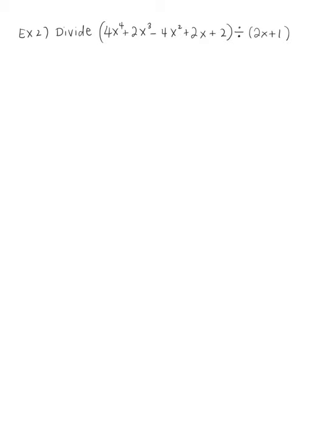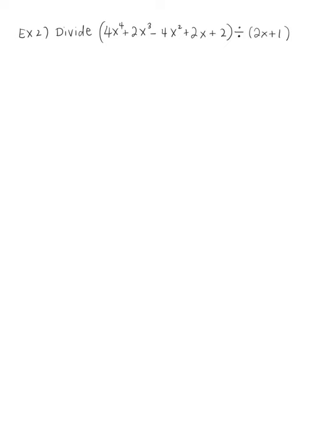Let's do another example. So divide 4x to the fourth plus 2x cubed minus 4x squared plus 2x plus 2, whole thing divided by 2x plus 1. All right, so what we're going to do first is we're going to set up the long division.